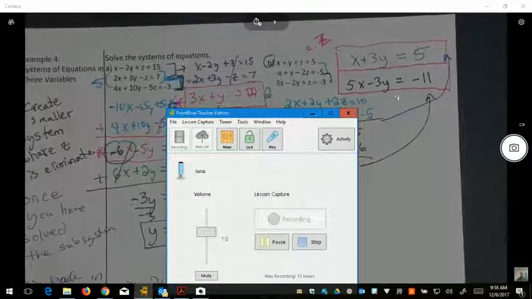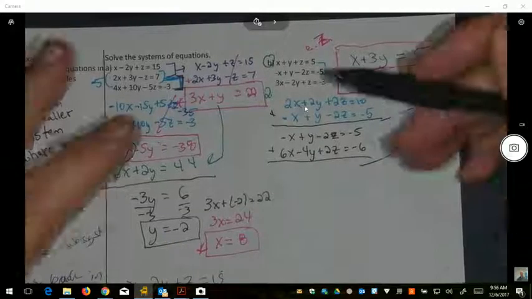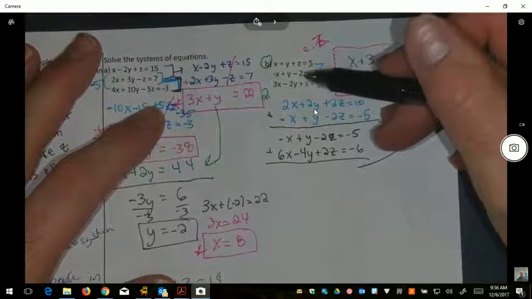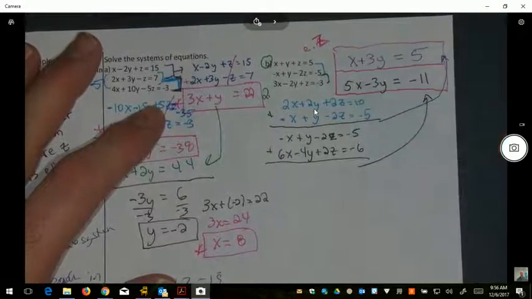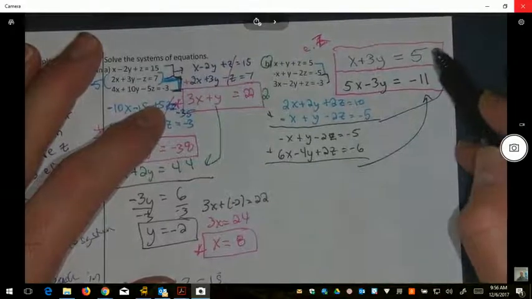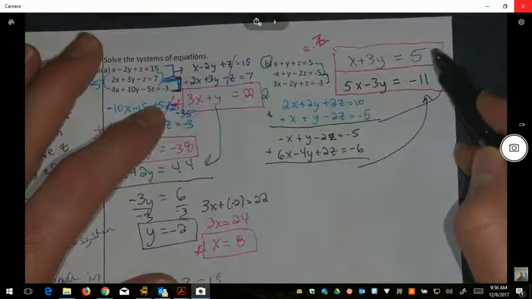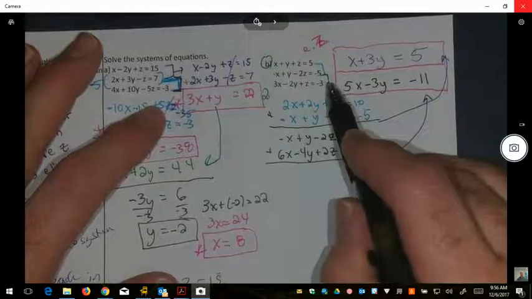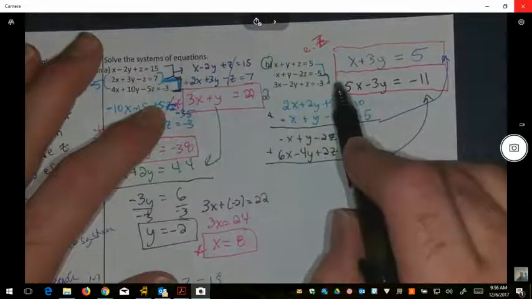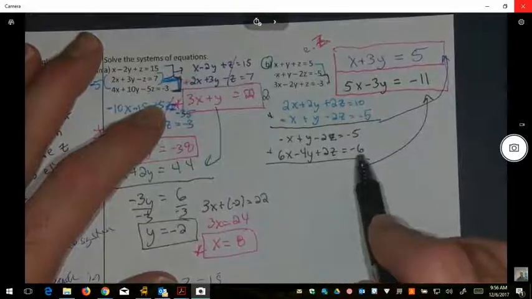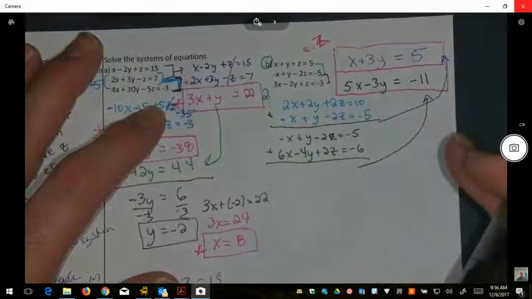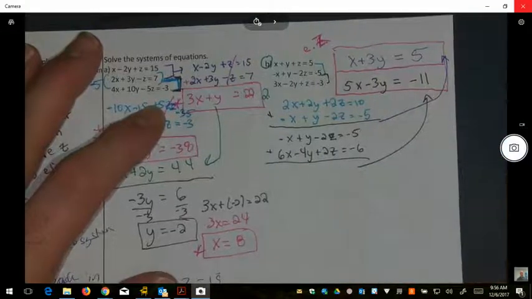All right, so for this one, for the top 2 equations, I multiplied the top equation by 2 because that was a negative 2z. And then when I added those 2 equations together, this is what I got. X plus 3y equals 5. For the bottom 2 equations, I wanted to eliminate z. That's a negative 2z, so I multiplied everything in this equation by 2, giving me this equation. When I added them, I got 5x minus 3y equals 11. So this is the system that you guys got in class.